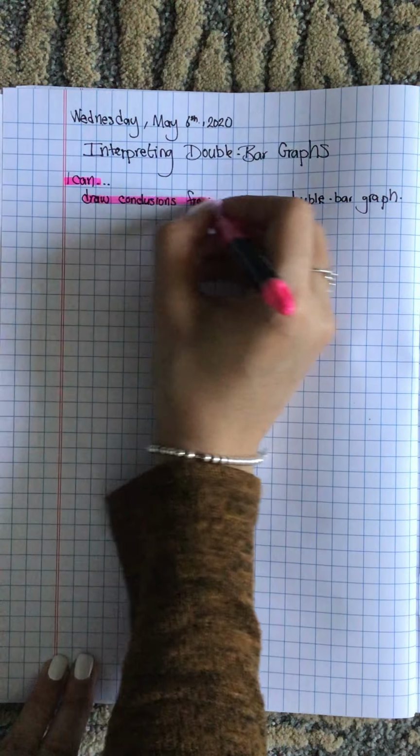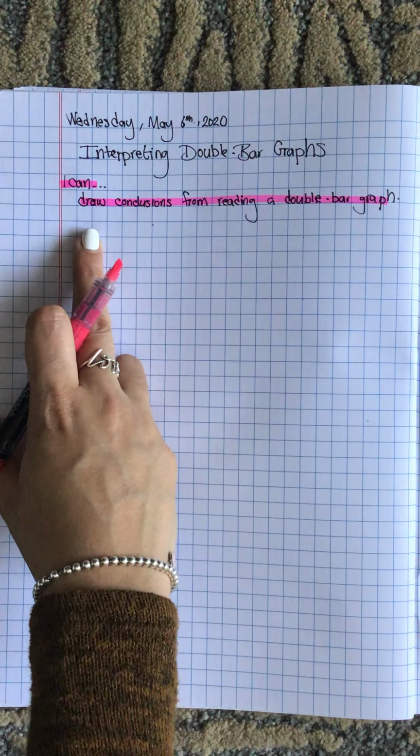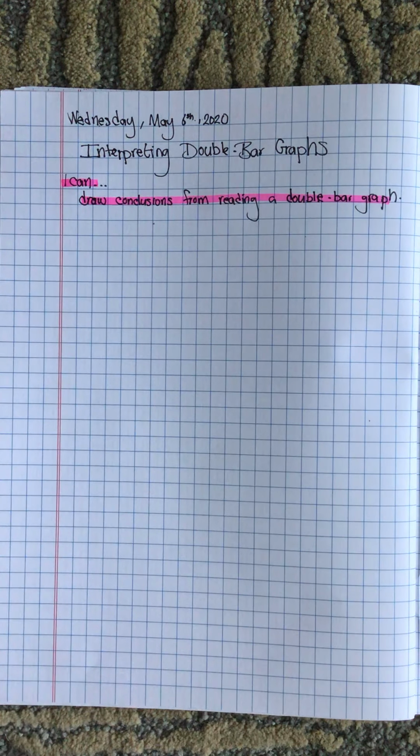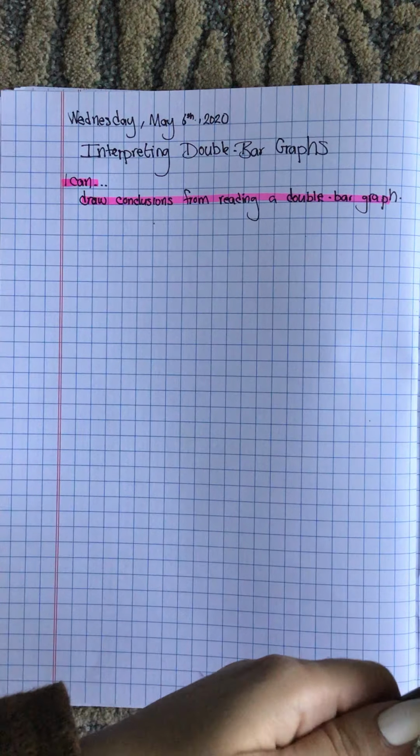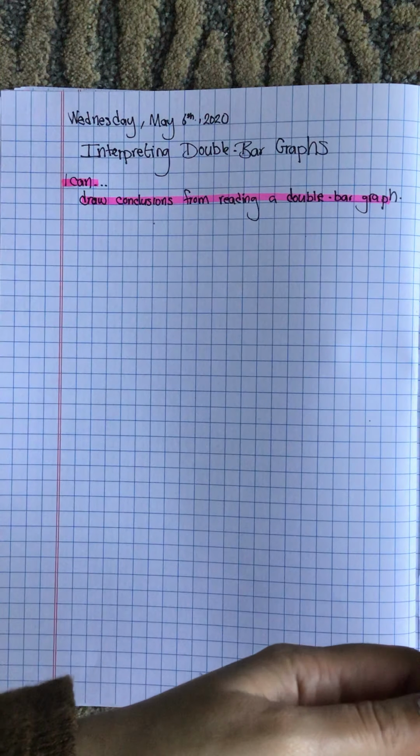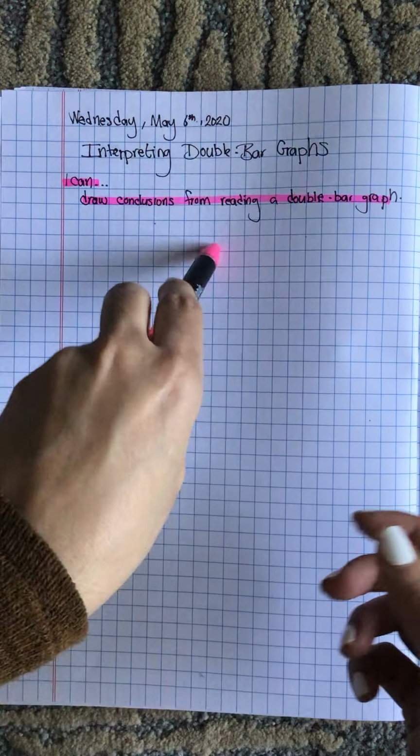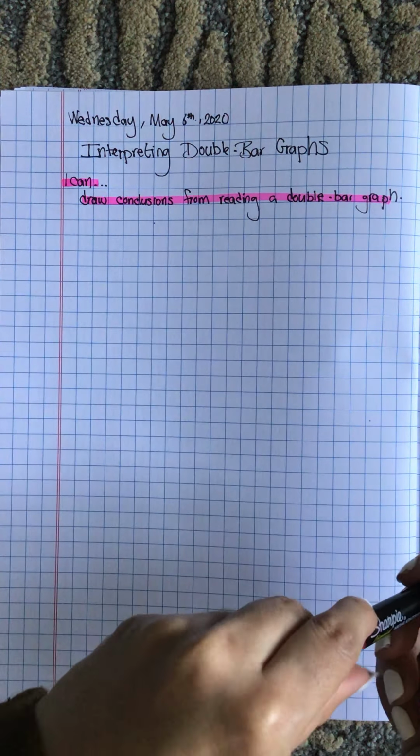Now, a few things. You're not actually drawing anything and you're not actually reading anything. To draw conclusions just means to understand and pull out information. To draw a conclusion just means to make some conclusions. I can make some conclusions from reading a double bar graph. You're reading it in the sense that it does sort of tell a story.